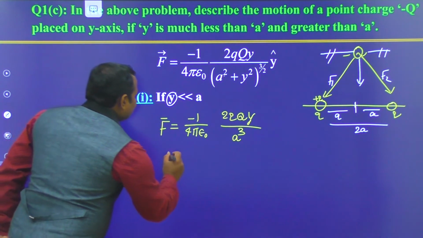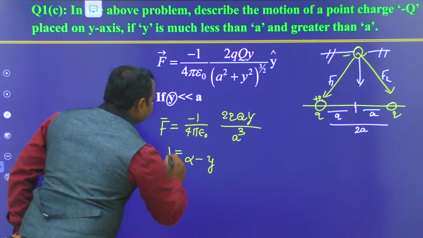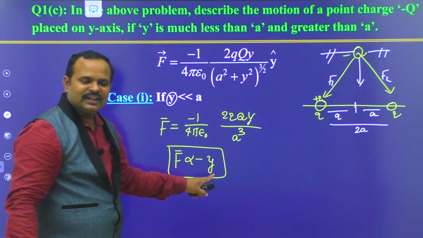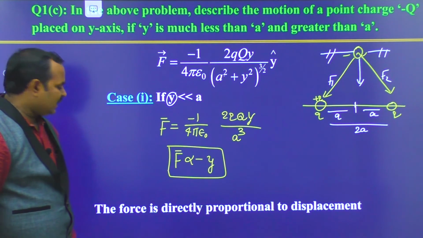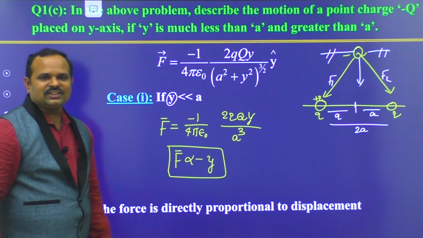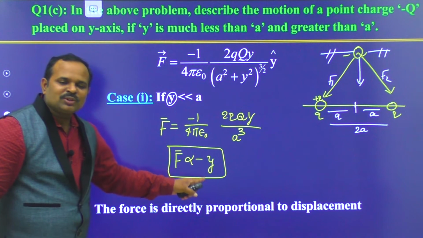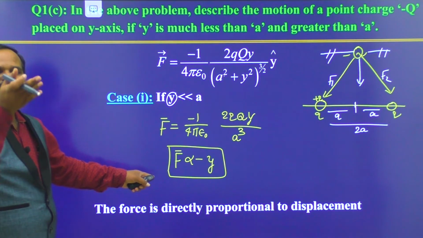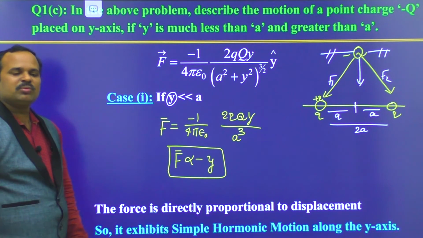That means the force is directly proportional to displacement, the displacement in the negative direction. So what is this called? If the force is directly proportional to displacement, then if you disturb the system, it will execute simple harmonic motion like this.